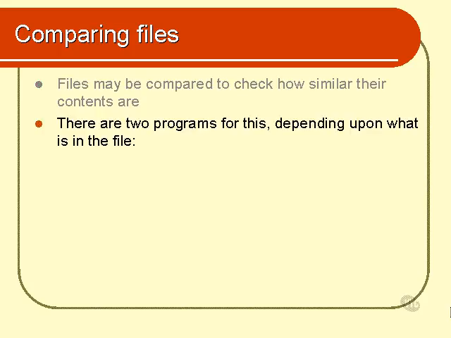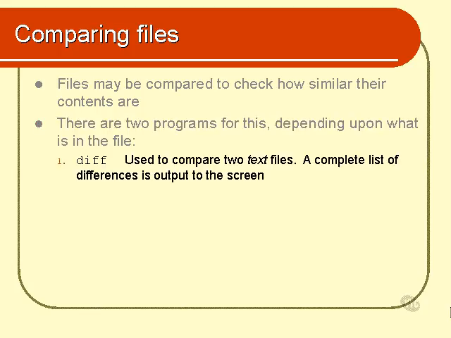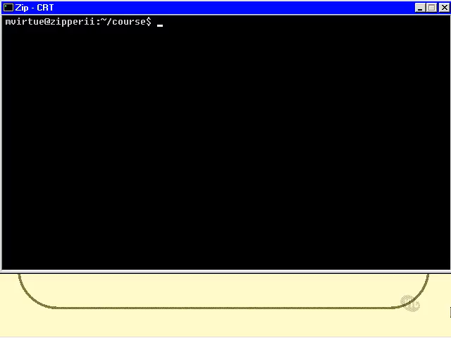There are two programs for doing this depending on what is inside the file. The first and most commonly used is a program called diff. It compares two text files. The files must be text files in the same way that the files that you use to display using cat, more, head and tail are text files. What diff will do is display the complete list of differences between the two files on the screen. This is how diff works.